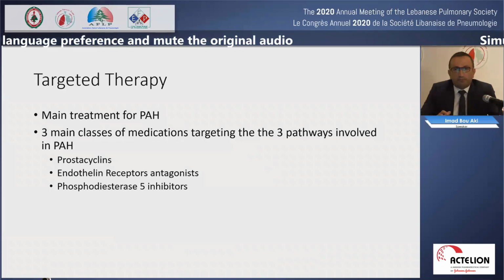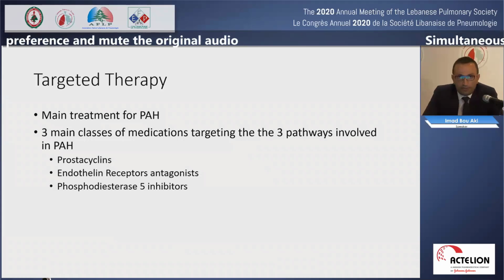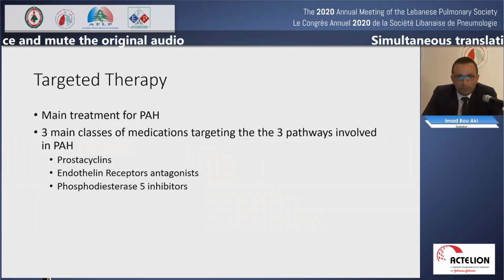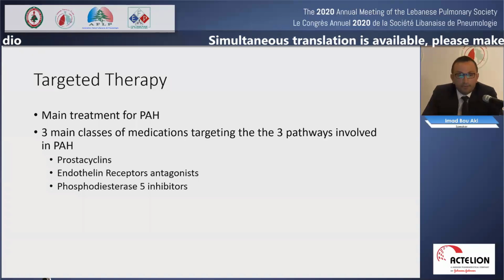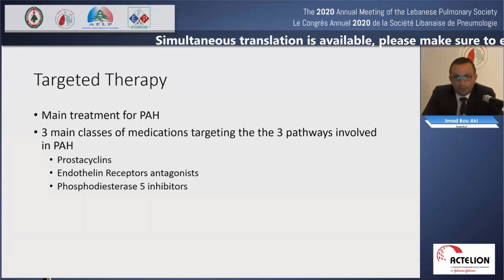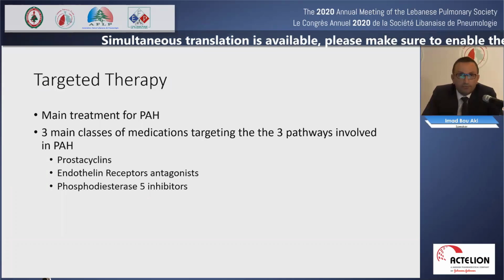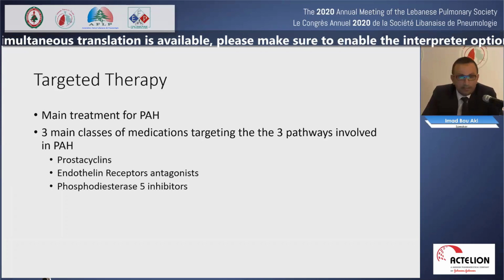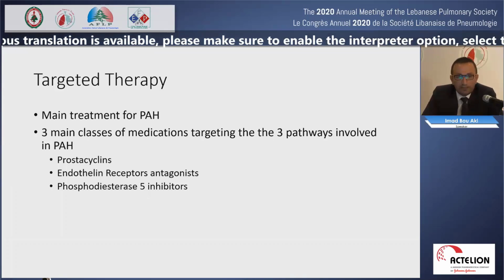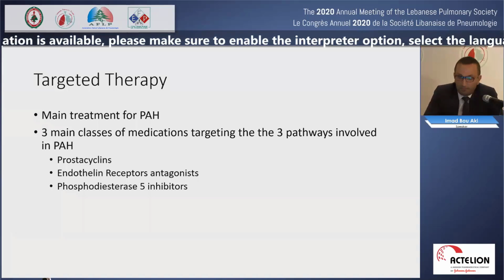So how do we treat PAH? We know that there are general measures that we implement. I'm not going to talk about them. I'll talk mainly about the targeted therapy. The main treatment is 3 main classes of medications targeting the 3 pathways involved in PAH. We have the prostacyclins, the endothelin receptor antagonists, and the phosphodiesterase 5 inhibitors.